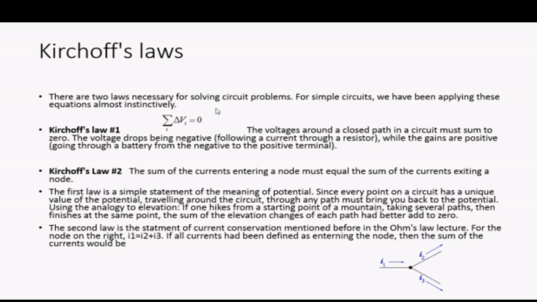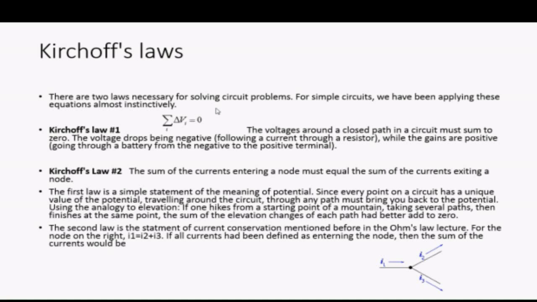For simple circuits, we have been applying these equations almost instinctively. The first Kirchoff's law states that the voltage around a closed path in a circuit must sum to zero. The voltage drops are negative, following a current through a resistor, while the gains are positive going through the battery from the negative to the positive terminal.